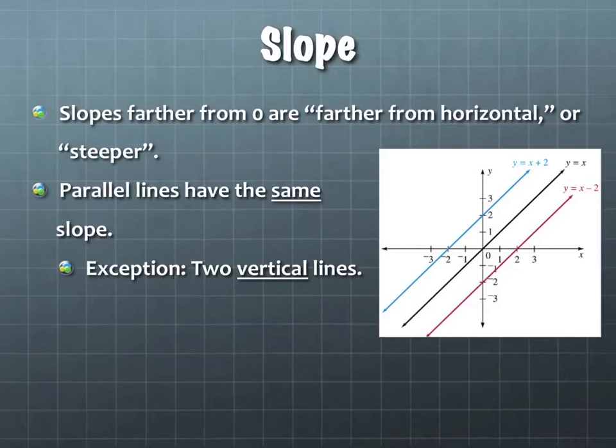There's one exception to that, and that's if you have vertical lines. If a vertical line has undefined slope, then another vertical line will also have undefined slope. But then we can't really say that their slopes are equal, because their slopes have no meaning anyway. So they still have the same kind of idea. We've described them as this word undefined, but that's actually not a number. So we can't compare them the way we would compare numbers. But they would both be undefined slopes.